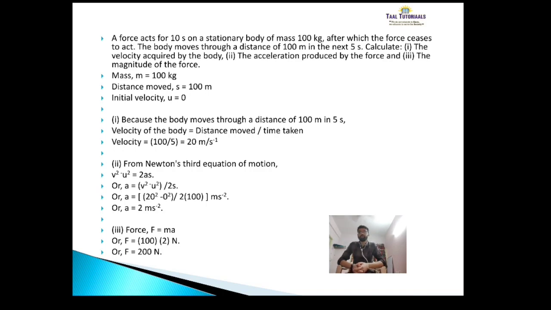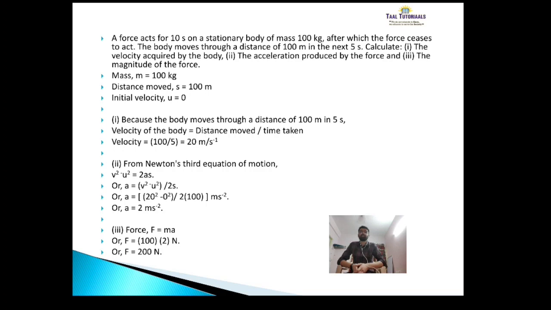What is given? Mass is given as 100 kg, distance is given as 100 meter, and u is given as 0. As the body moves through a distance of 100 meter in 5 seconds, the velocity of the body will be distance by time. That is 100 by 5, and that sums up to 20 meter per second. Second question, we need to find acceleration.